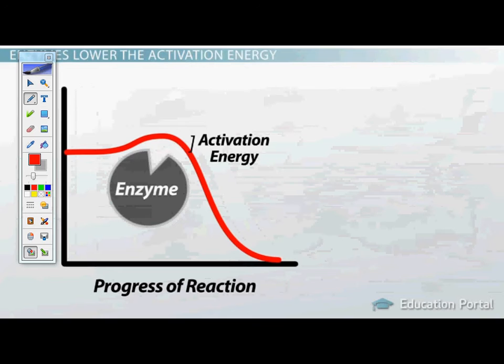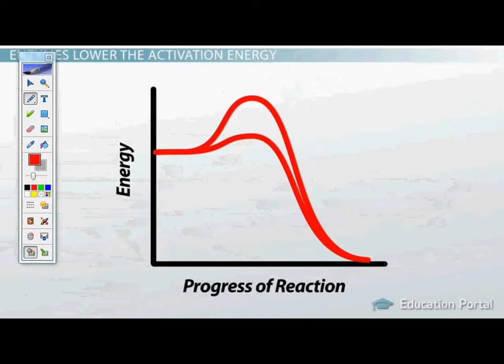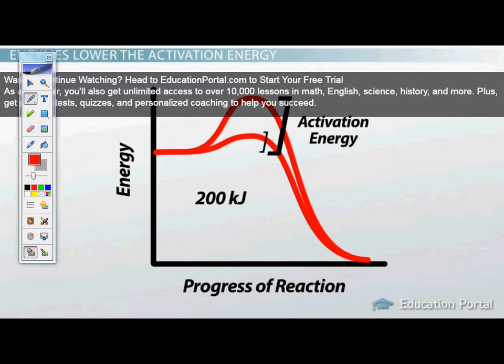In lowering the activation energy of a reaction, enzymes decrease the barrier to starting a reaction. It's important to note, however, that the change in energy remains the same between the start and end of a chemical reaction. For example, if a reaction released 200 kilojoules of energy without an enzyme, the same reaction would still release 200 kilojoules of energy with some enzymatic aid. The difference would only be a lower activation energy and a faster rate of reaction.